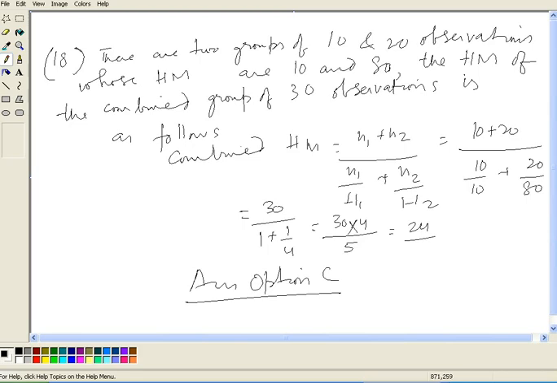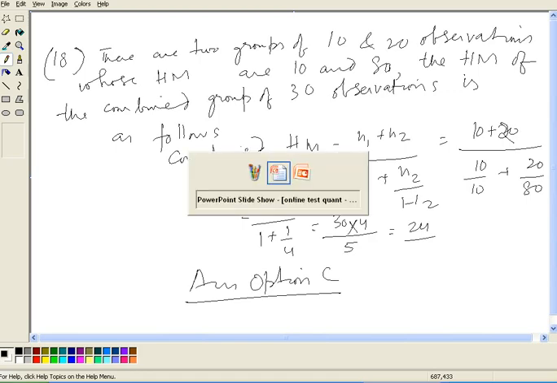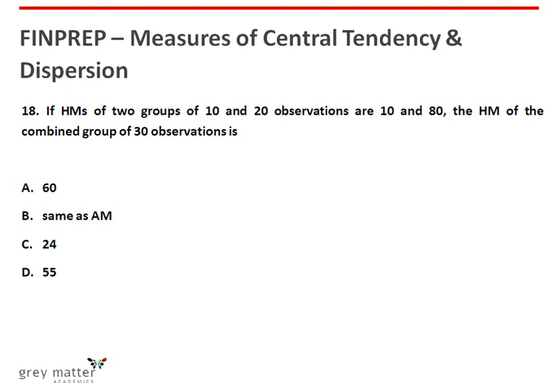Then if you work out, it works out to 10 plus 20 by 10 by 10 plus 20 by 80, which on simplification gives you the value 24, which is nothing but answer option C. Going to our PowerPoint presentation, it is option C, which is 24.